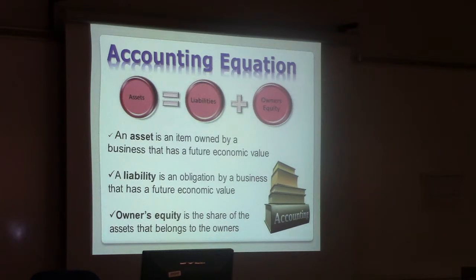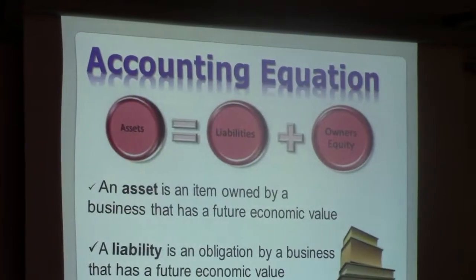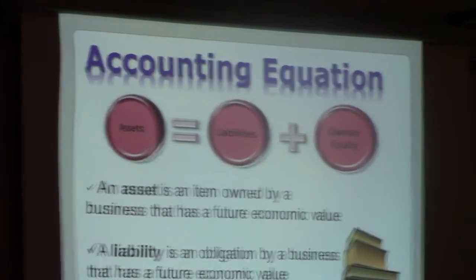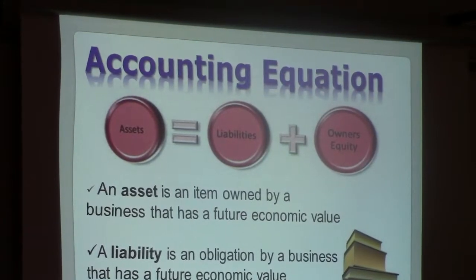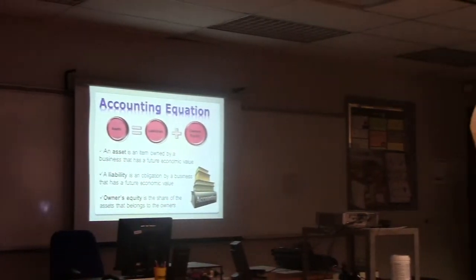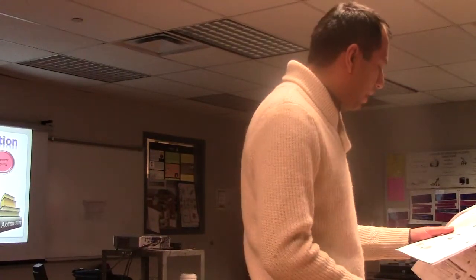Owner's equity is the difference. This is the difference between assets and liabilities. This is the fundamental accounting equation. Highlight it, circle it, do something with it. Assets equal liabilities plus owner's equity, or you can rewrite it by saying assets minus liabilities equals owner's equity. So it's all the same. It must balance. This is a fundamental equation. It needs to balance in order for your statements to be accurate.